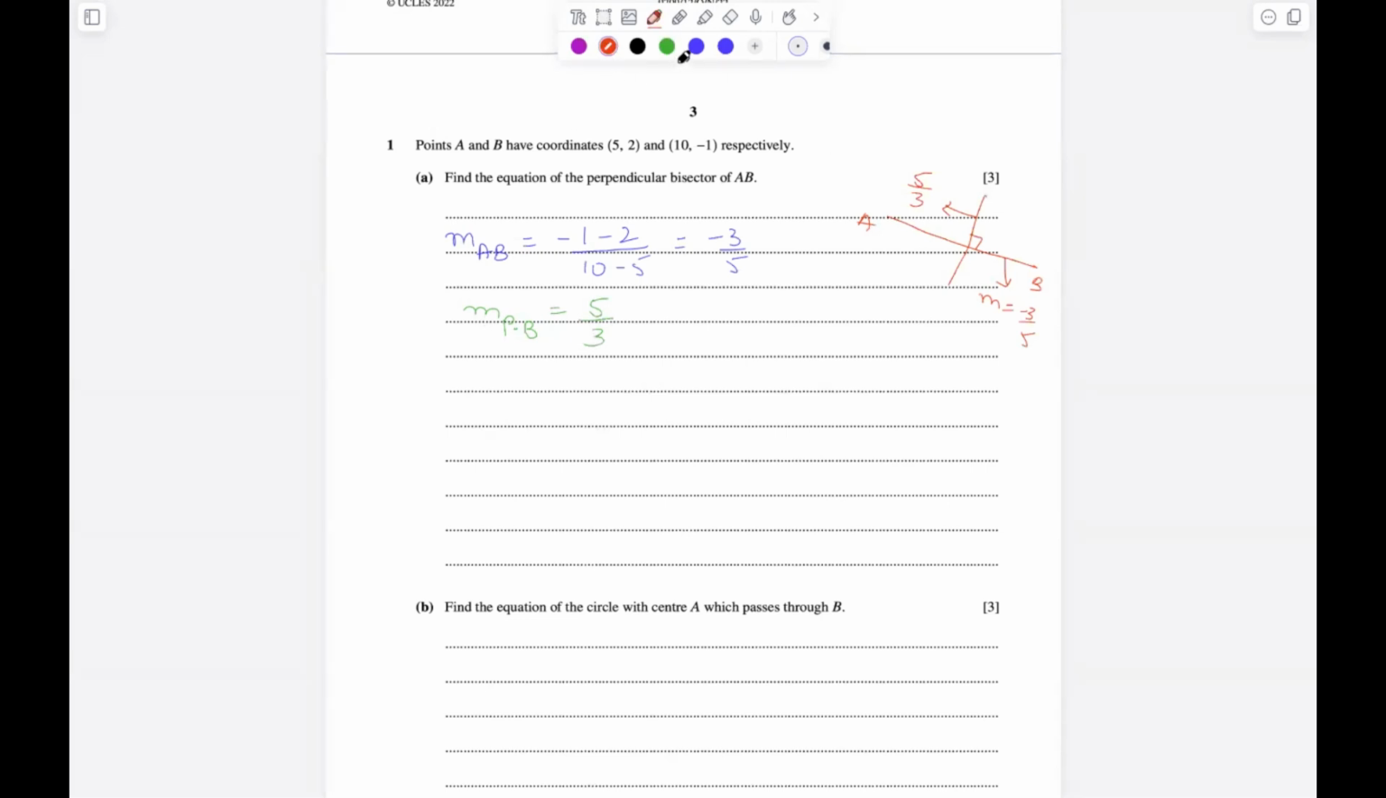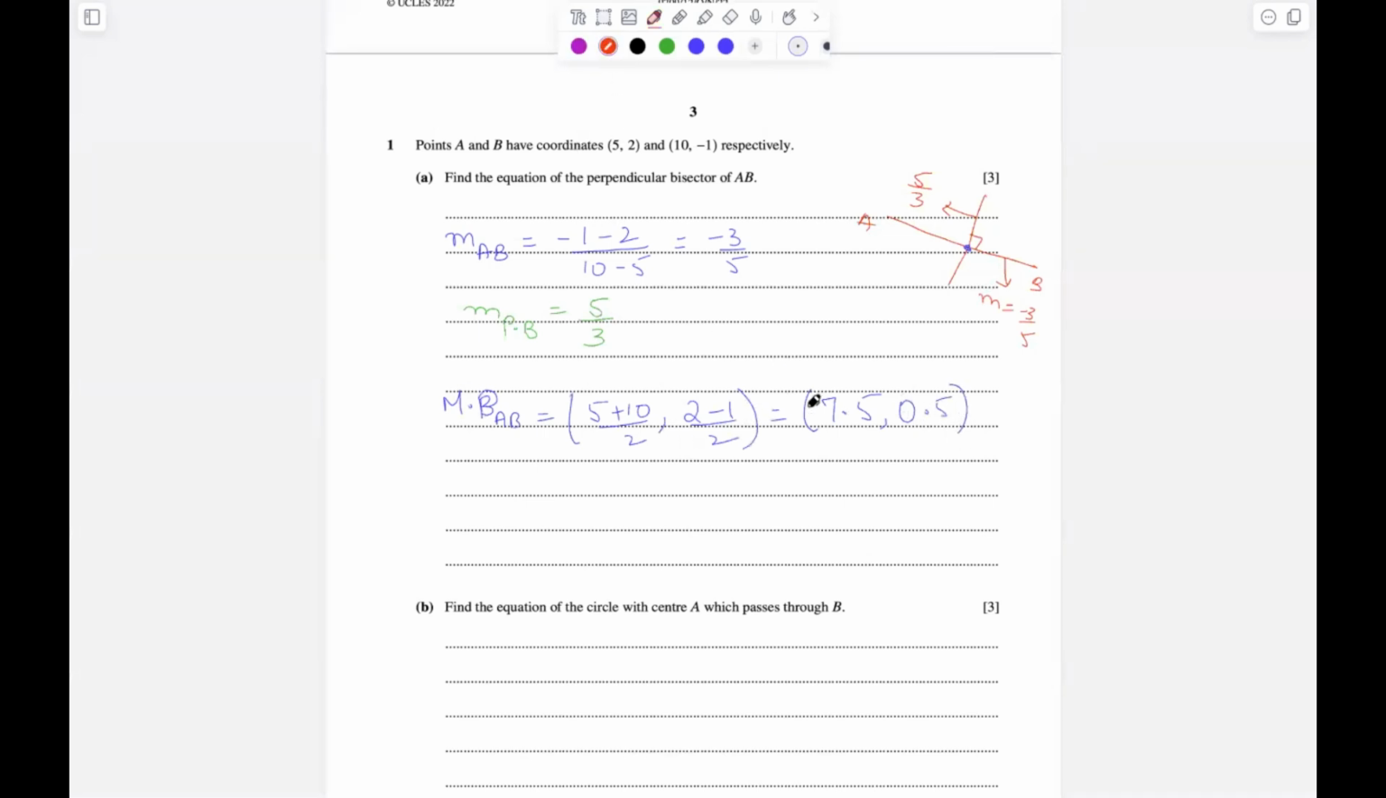Now, to find a point on the perpendicular bisector, we can find the midpoint of AB. The perpendicular bisector passes through the exact midpoint of the line. So the midpoint of AB will be x1 plus x2 over 2, which is (5 + 10)/2, and y1 plus y2 over 2, which is (2 + (-1))/2, so 2 minus 1 over 2. So the midpoint will be 15/2, which is 7.5, comma 1/2, which we can write as 0.5.